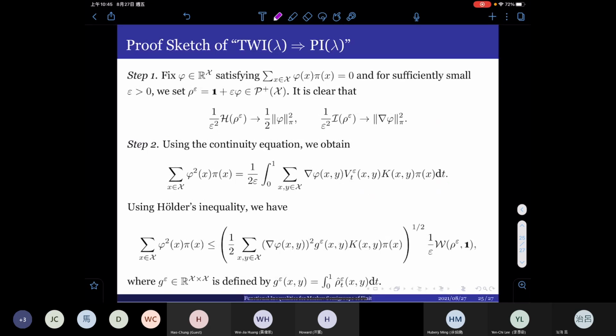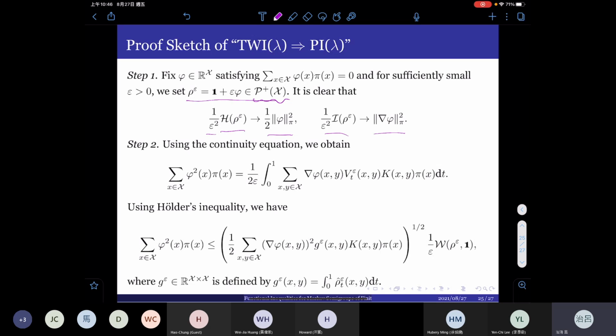And next, we show the HWI inequality can give the Poincare inequality. Here we need to use the discrete setting. Again we need to modify the probability density, because the rho may be equal to 0 for some x. So we set rho epsilon equal to 1 plus epsilon rho, which is always positive. And we can notice when epsilon goes to 0, we have the approximation: 1 over epsilon squared times the entropy goes to this. And similarly, the Fisher information can go to this by some direct computation.